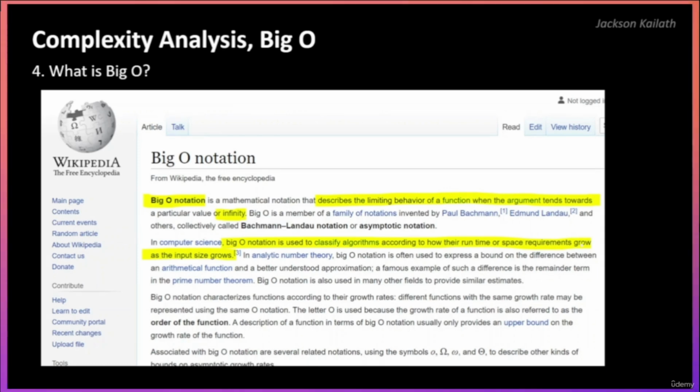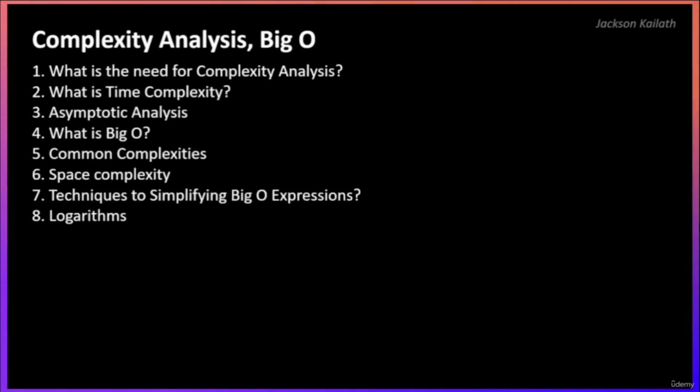So this is what we have talked about, time complexity, and we are going to use big O notation to classify the algorithm accordingly. All right. And then over here, it also says the letter O is used because the growth rate of a function is also referred to as the order of the function. And again, big O notation always talks about the upper bound on the growth rate of the function. So we have got a good understanding about big O and asymptotic analysis. Now let's take a look at some common complexities in the next point over here.